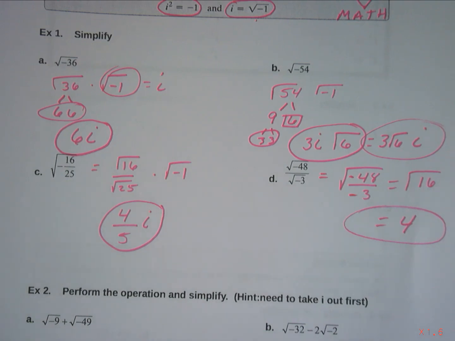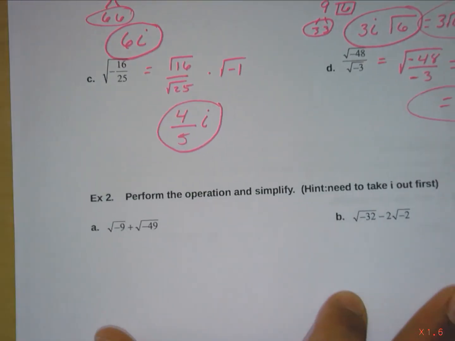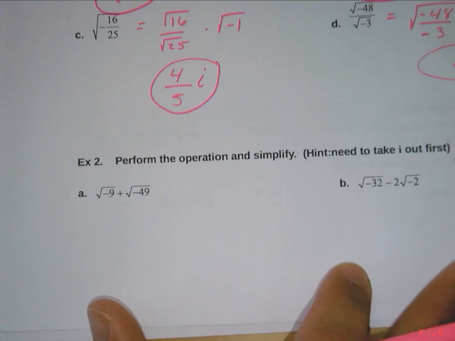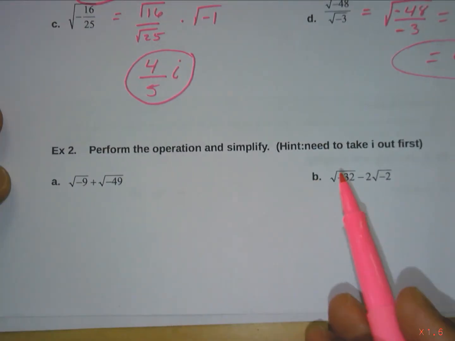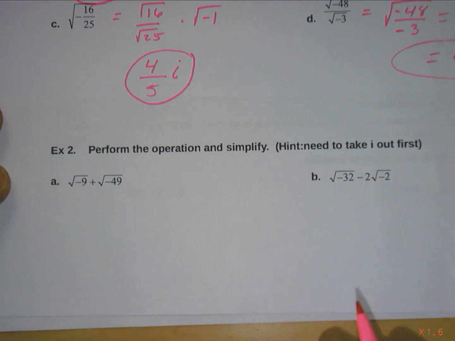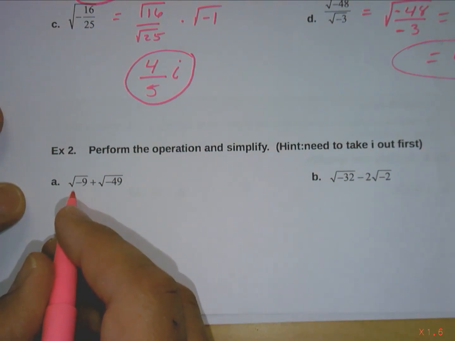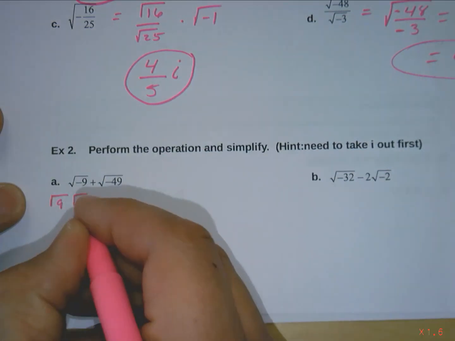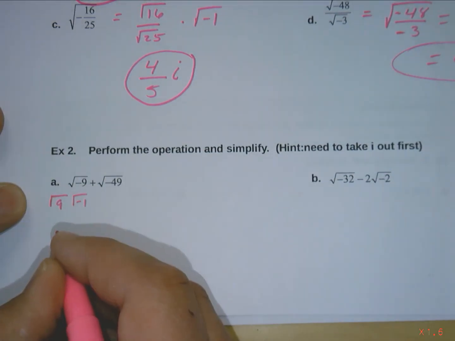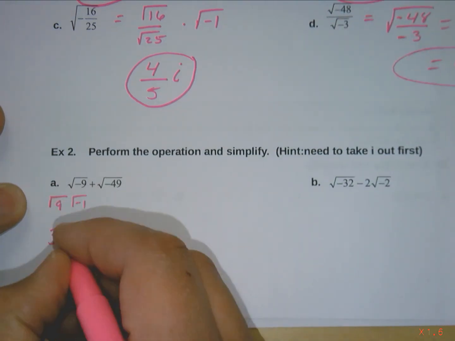Now we're going to start looking at goal number 3, where we're adding and subtracting these complex numbers, these roots. It says perform the operations and then simplify. Hint, need to take the i out first. So I've got the square root of negative 9. Well, what's the square root of 9? It's just 3. And the square root of negative 1 is i.